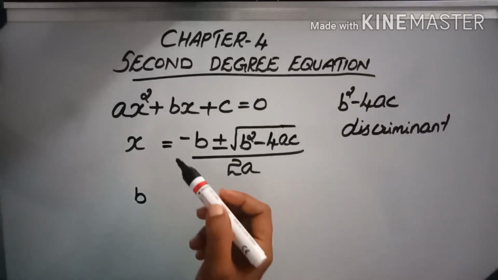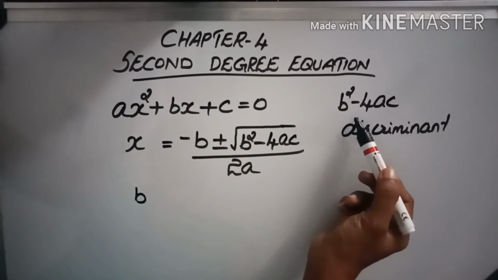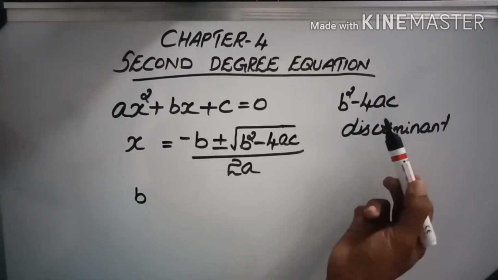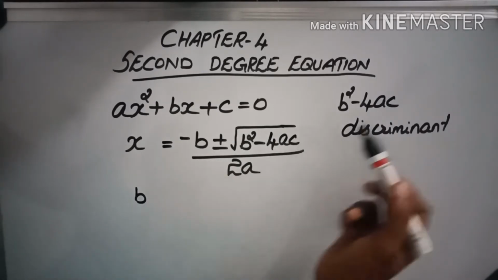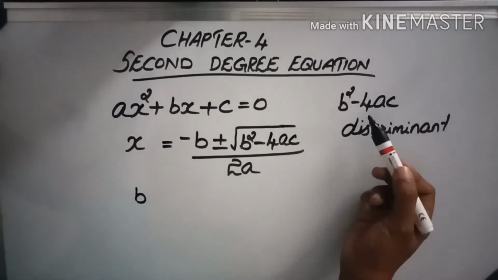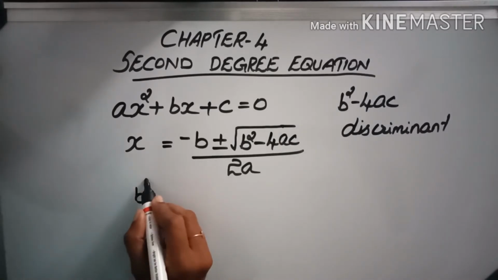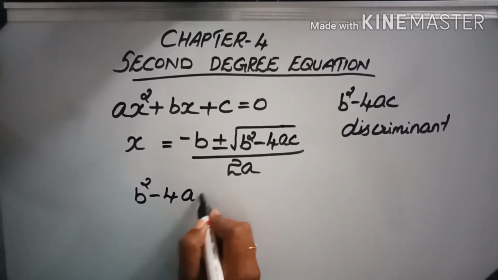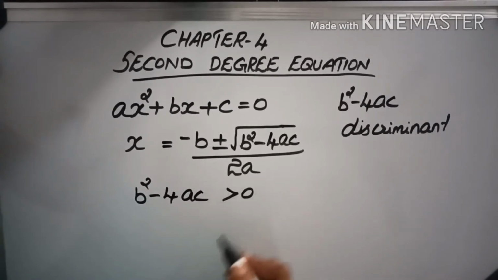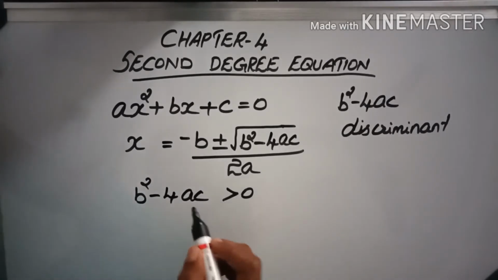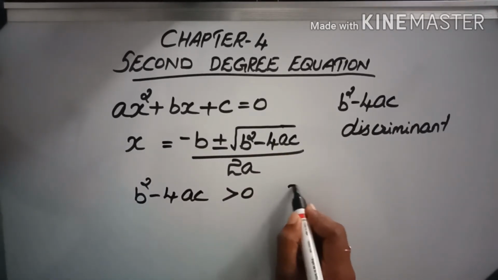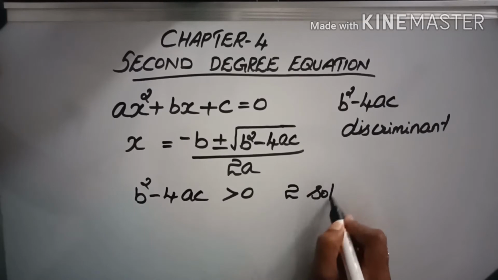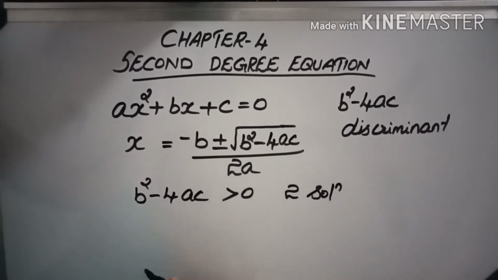Now before doing this you have to find the discriminant. Do b square minus 4ac first. Depending on the value we can predict the answer. If you got that b square minus 4ac is greater than 0, this equation will have two solutions. Two different real solutions will be there.